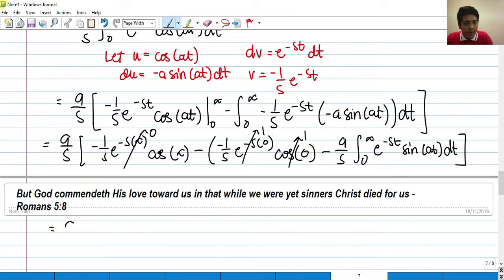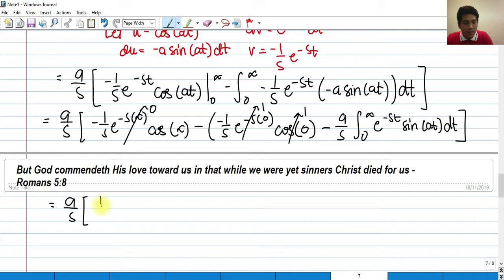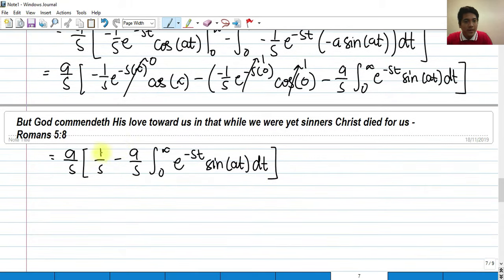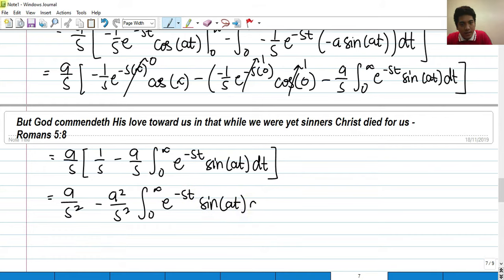So we have a over s multiplied by negative 1 over s times 1, which is negative 1 over s, and we have a minus sign here. If we distribute that, that would become 1 over s minus a over s, integral from 0 to infinity of e raised to negative st sine of at dt here. Now, if we distribute this, we have a over s squared minus a squared over s squared, and we have the integral from 0 to infinity of e raised to negative st sine of at dt. And again, we go back to our first integral, which is what we are trying to find. Our integral goes back to the same integral.